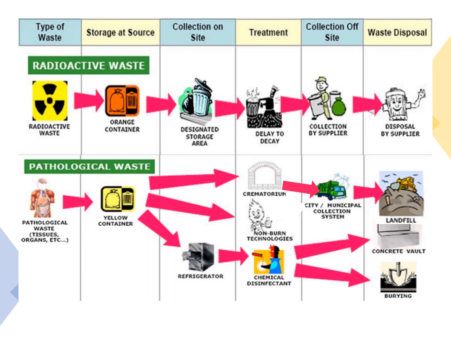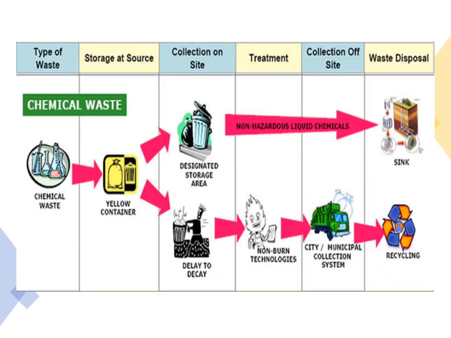Then for chemical disinfectant, which is another treatment, if the pathological waste is treated using a chemical disinfectant, either the result of this process or treatment or the pathological waste will have to be placed inside concrete vaults or buried underground. For the disposal of chemical waste, they are placed inside yellow-colored containers with black band, and before they are totally disposed, they are placed temporarily in a designated storage area.